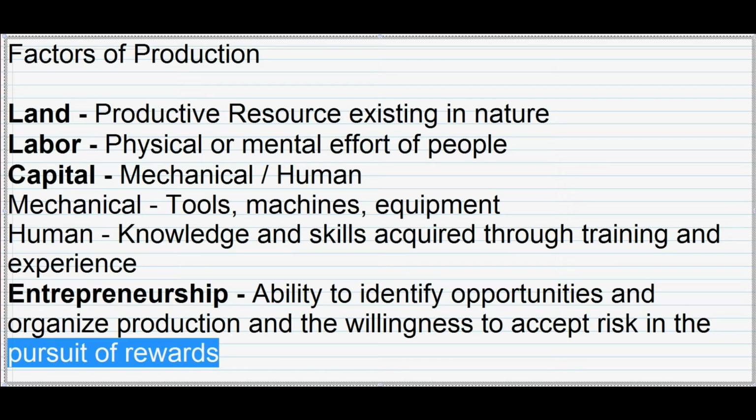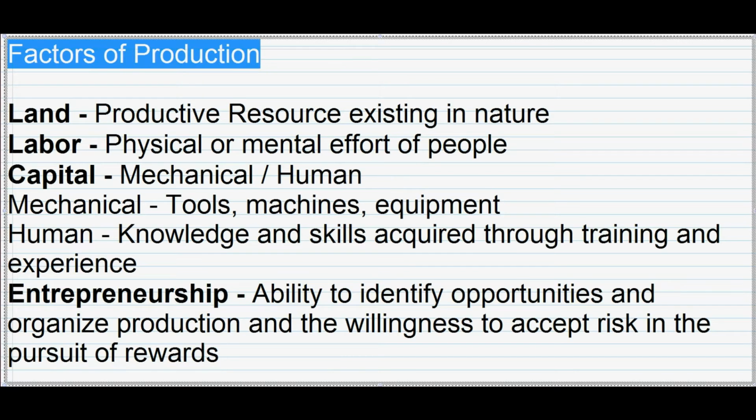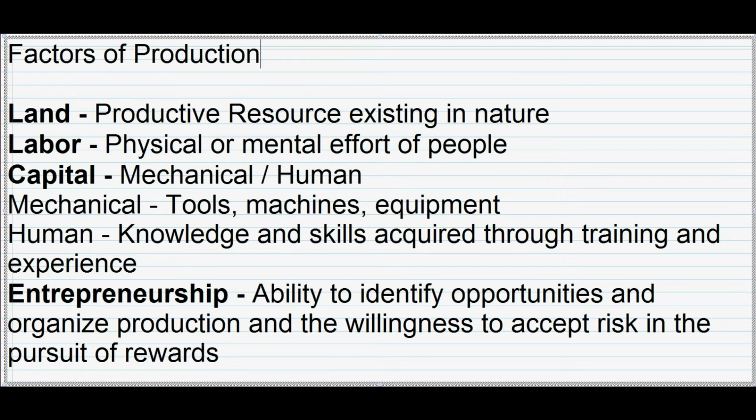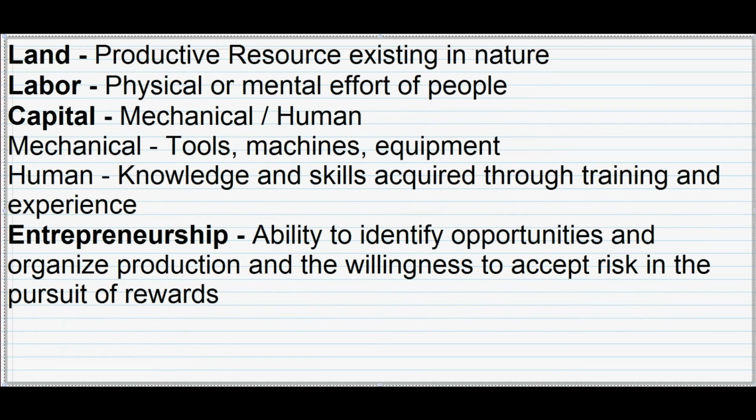If it succeeds, he'll get profit from all the sales. So that's entrepreneurship. All these are the factors of production. It's involved in the production process, how to get the product from start to finish. You need land, labor, capital, and entrepreneurship to make all of that happen.